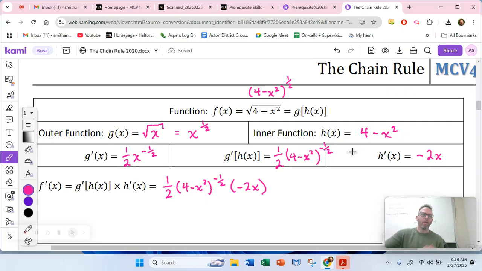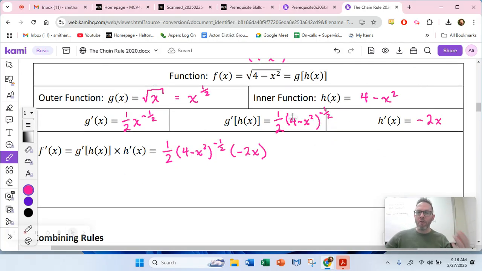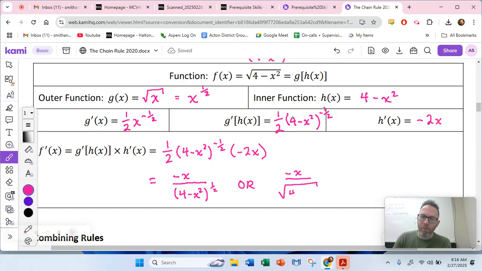Let's clean this up, and then let's just start doing a few more examples applying the chain rule. So how can we clean this up? A half times 2 is 1, and we just have negative x, and then all the stuff with the negative exponent would just go on the bottom. It would be (4 minus x squared) to the power of a half, which I'm totally okay with, but if you are looking in your solutions manual, they're going to write it as a root. But I personally don't care as long as there's no negative exponents.